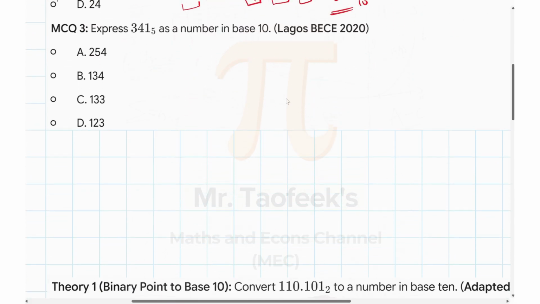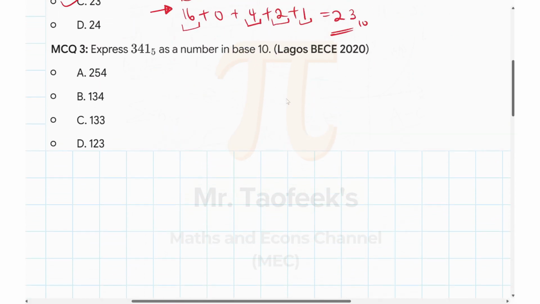And the last multiple choice question for today is: express 341 base 5 as a number in base 10. So essentially the same thing we just did over there. We first write out the number: we've got 3, 4, 1, and then base 5. So you write out the number, and label the positions 0, 1, and then 2.